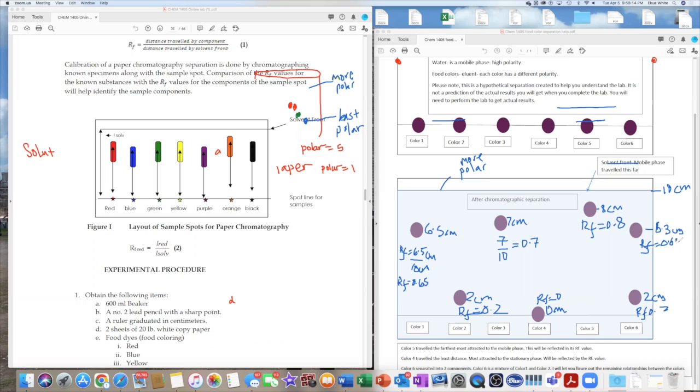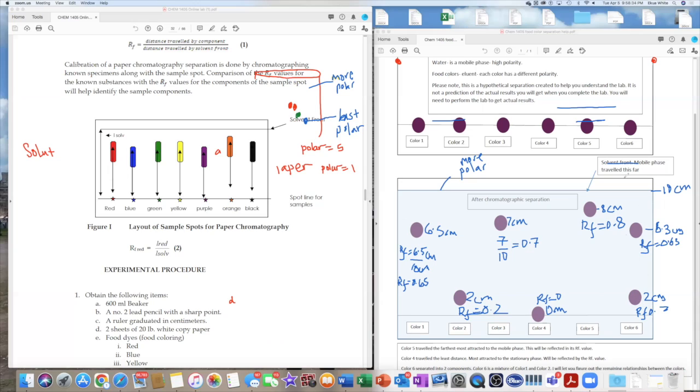0.63, okay? So like I showed before, the most polar dye is color number 5. Color number 5, based on this picture I have here, is only made up of one component, right? So we have 1, 2, 3, 4, 5, 6. Look at color number 6.